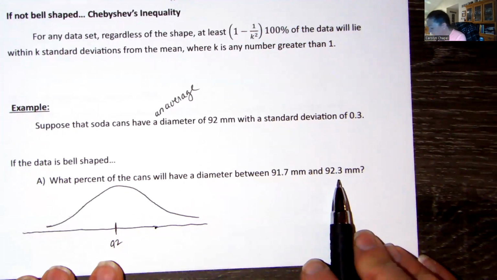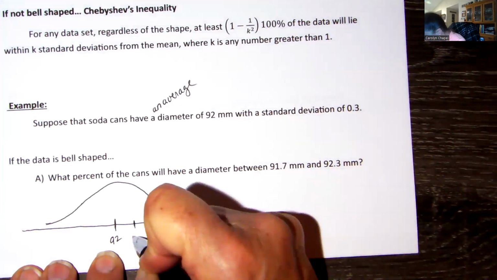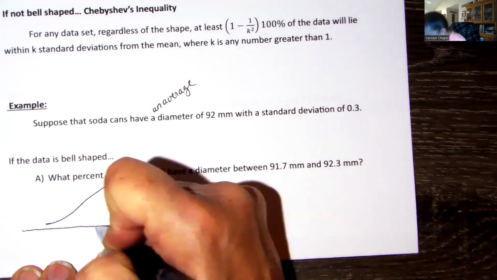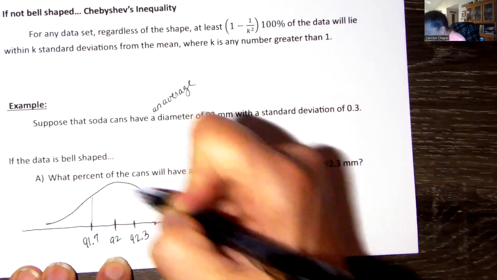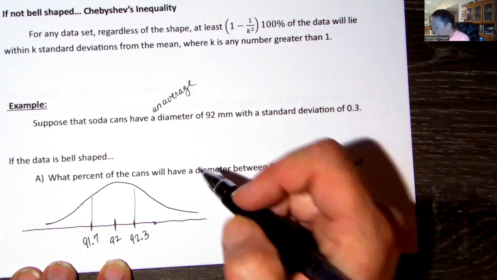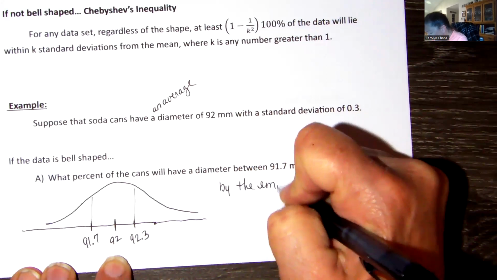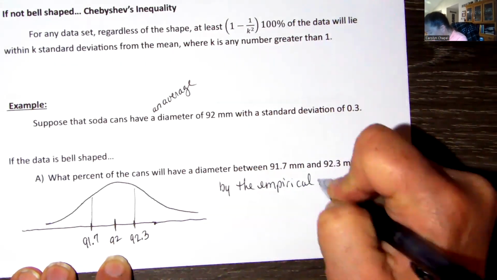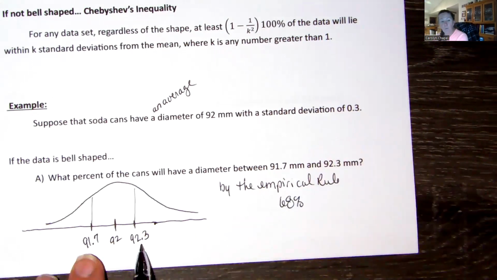Well, it just happens that they took this 0.3 and went up 0.3. That gives me that 92.3. And they went down 0.3. So we went one standard deviation up and one standard deviation down. So by the empirical rule, we're going to have that 68%.